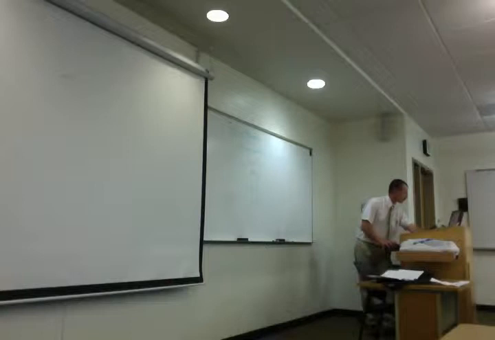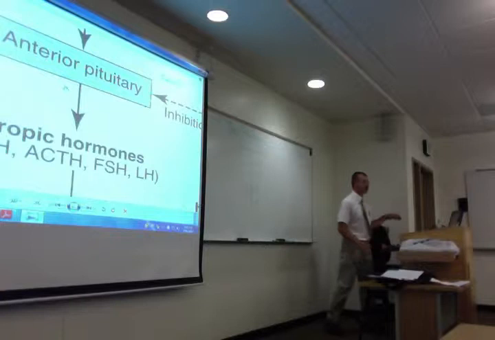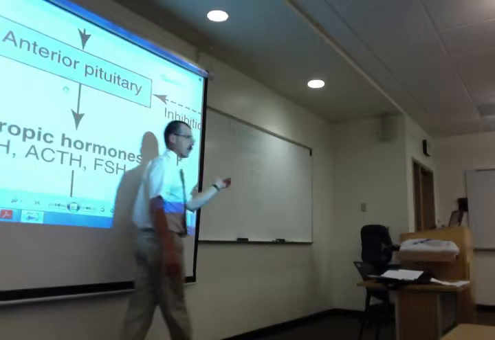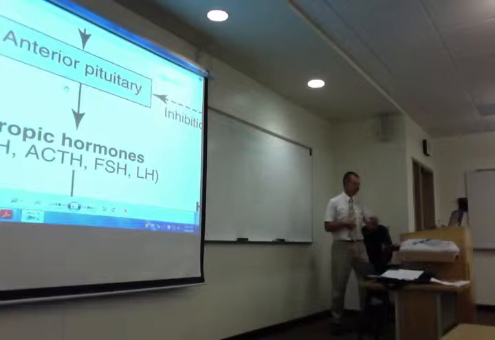Here's a picture showing an anterior pituitary and the tropic hormones. Why are these tropic? Because they go from one gland to the thyroid or adrenal or gonad gland. So they trope. So those are tropic hormones. Doing okay on those? Mm-hmm. All right. That's to lead you to the next question, which is this one.